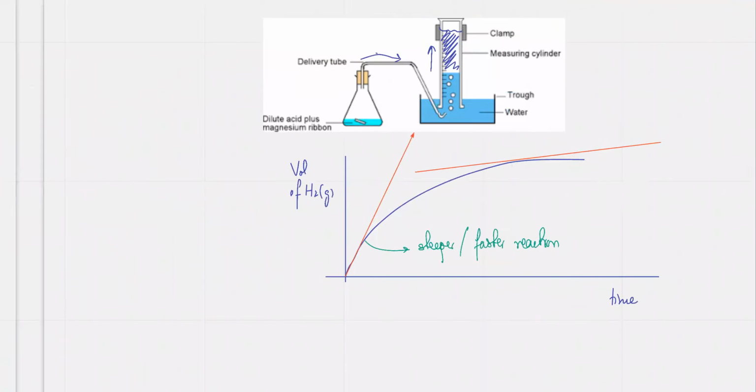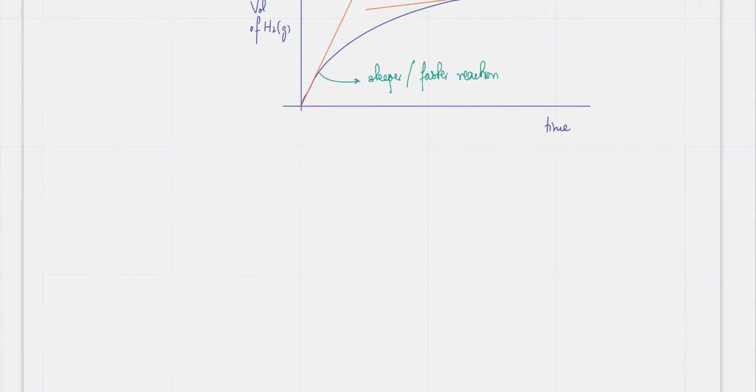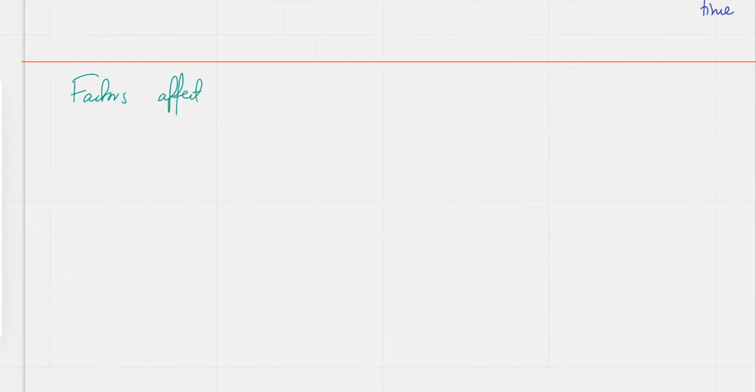So what we're going to do next is that the reactions we are studying can speed up and can slow down. And we're going to discuss why reactions speed up or slow down, the factors that affect the speed of a particular reaction. So let's start with the first one. We're now going to study factors that affect the rate of a reaction.